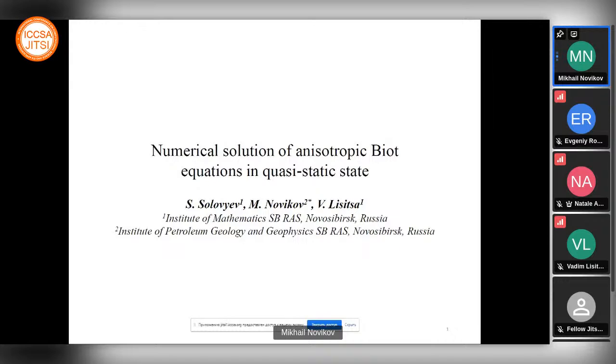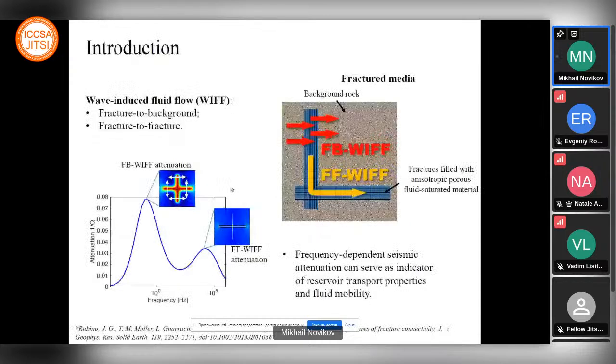The title of my presentation is presented on the slide. It's about numerical solution of anisotropic BO equations in quasi-static state. Here are my co-authors, and I'm today the presenter. Some industrial applications, for example, quite prospective carbon dioxide sequestration and geothermal energy production challenge us with a need of quite good seismic monitoring.